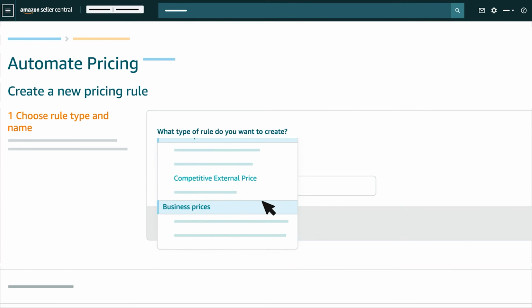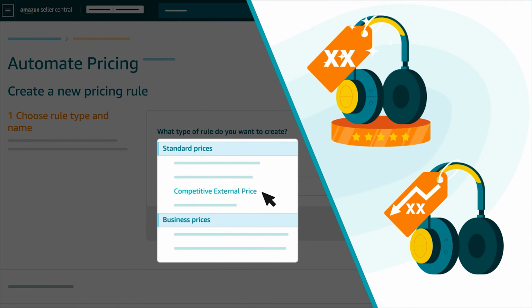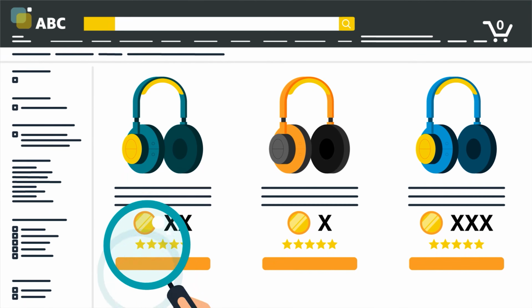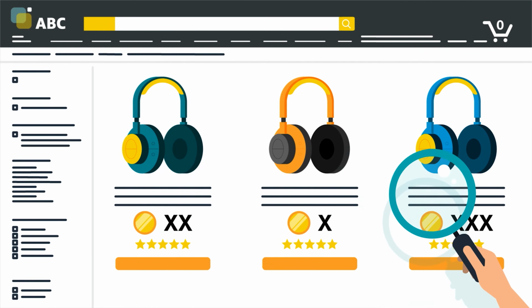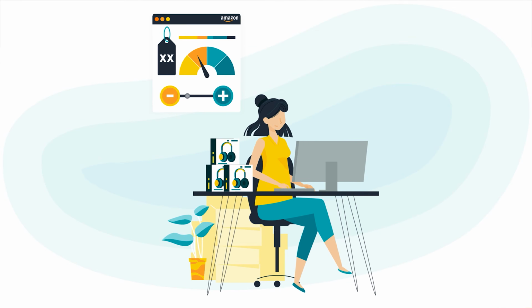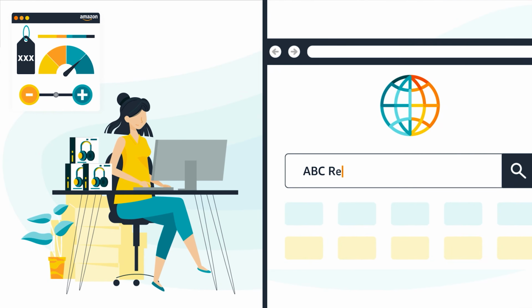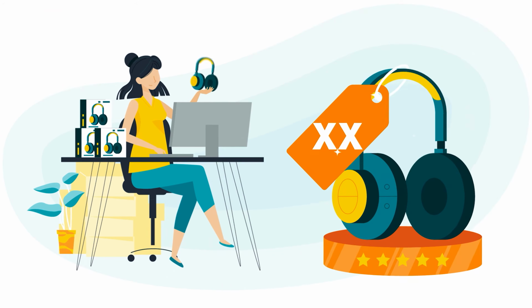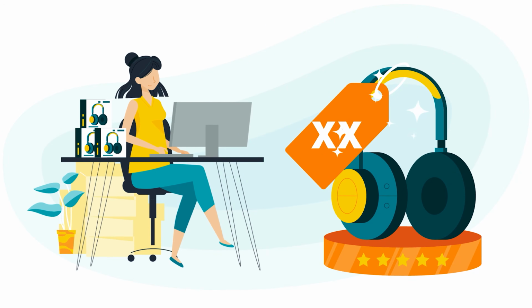Competitive External Price is like the featured offer and lowest price rules, but only adjusts prices based on how retailers outside of Amazon price the product. As a reminder, pricing competitively compared to the prices set by retailers outside of the Amazon store can help increase your product's chances of becoming the featured offer.